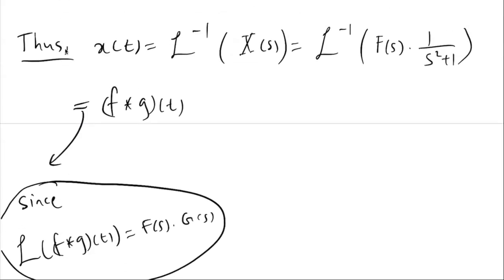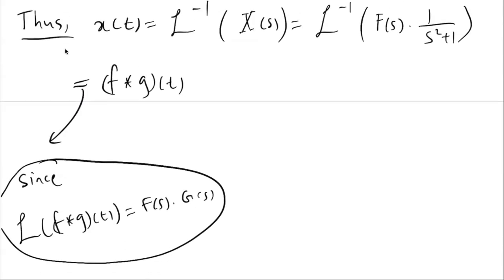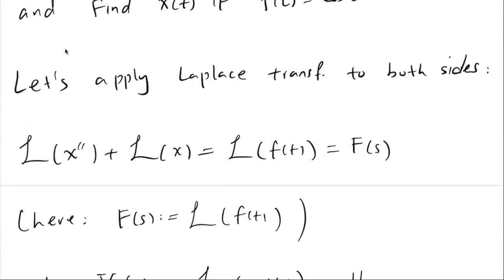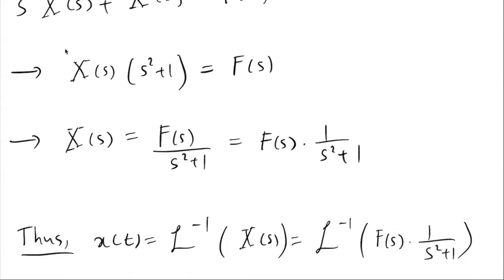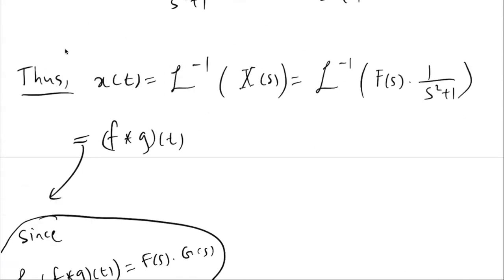And what is small f and small g here? Well, small f is the function that was given above. Remember, we had a small function f of t on the right-hand side. And what about small g? Small g is the function whose Laplace transform is this capital G, which is 1 over s squared plus 1.